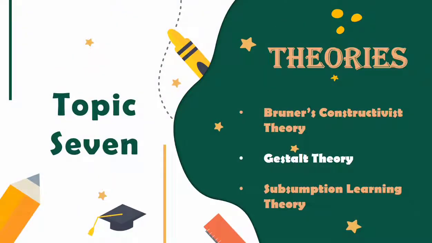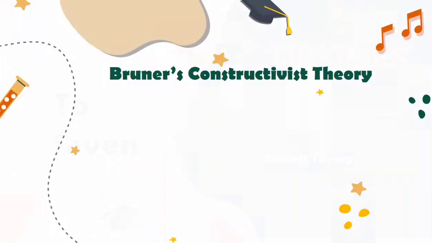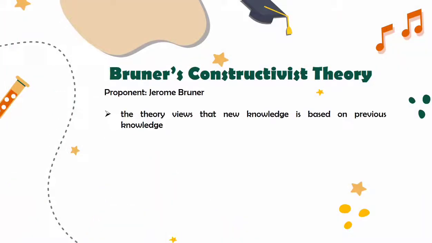And lastly, for our topic 7, these are the theories with regards to constructivism. First thing first is Bruner's constructivist theory. Next is gestalt theory. And lastly, subsumption learning theory. So let's begin with Bruner's constructivist theory.